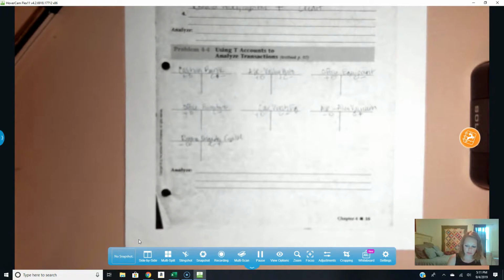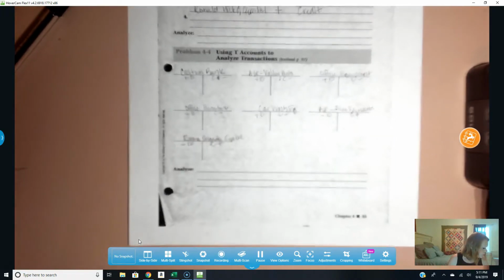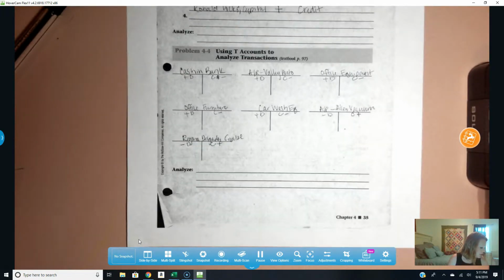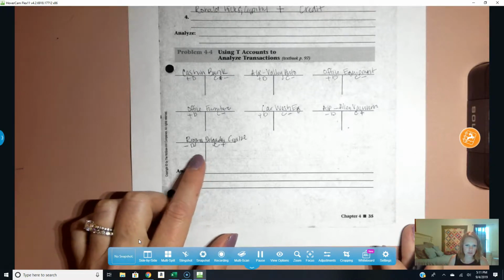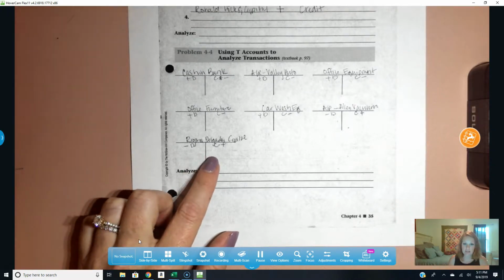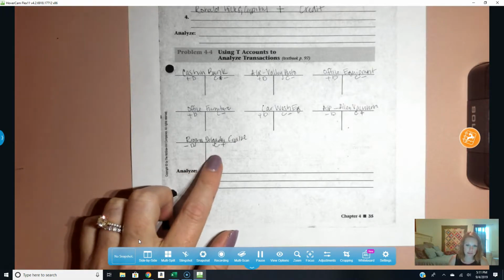So transaction number 1 says that Regina Delgado invested an additional $40,000 cash in her business. So we know that Regina Delgado put this into her business, so we know that that account is going to be affected. So we have to determine, is it increased or decreased? Well, since she's putting it into the business, she's going to have more ownership in the business, so we're going to say it's going to increase.